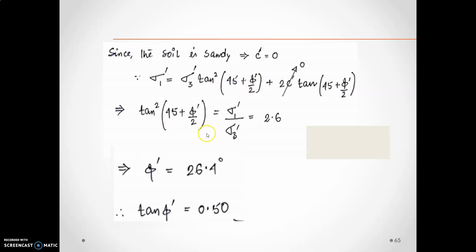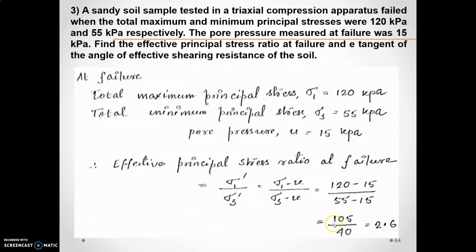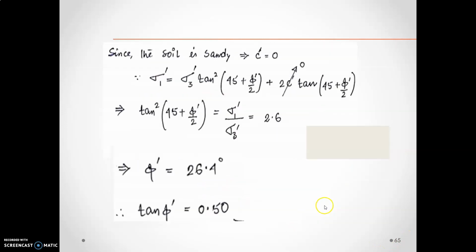We have tan square of 45 plus phi dash by 2, right, in terms of sigma 1 dash divided by sigma 3 dash on this side. We know sigma 1 dash by sigma 3 dash is equal to 2.6. So substitute 2.6 here. So tan square of 45 plus phi dash by 2 is equal to 2.6. So only one unknown, phi dash. So phi dash is equal to 26.4 degree.